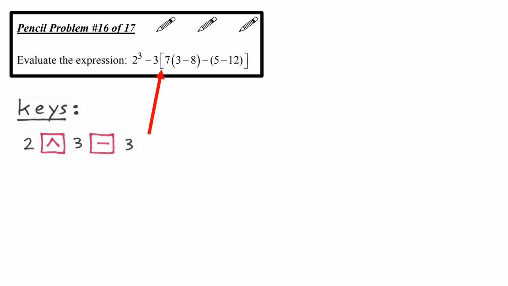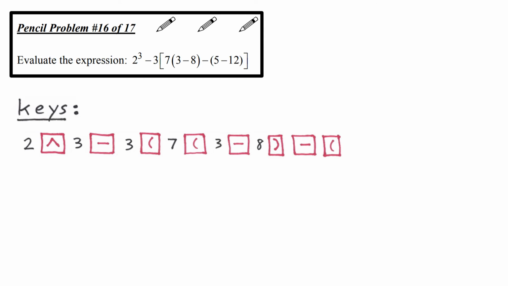and now notice you need to open up a bracket. We use the calculator's parentheses button to open up that bracket. Type the 7, open parentheses, 3 minus 8, close parentheses. Then subtract, open parentheses again, 5 minus 12, and close parentheses. Notice that I'm pointing at the parentheses we just closed, but there's also the bracket that needs to be closed. So you hit close parentheses 2 times in a row.